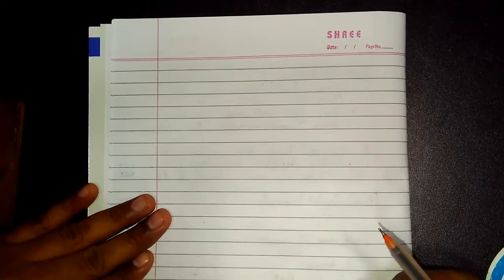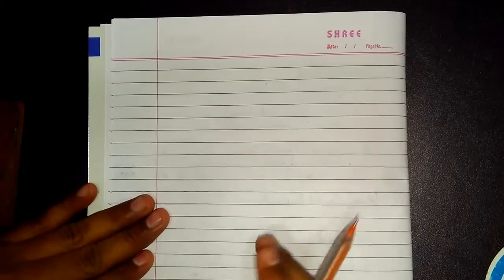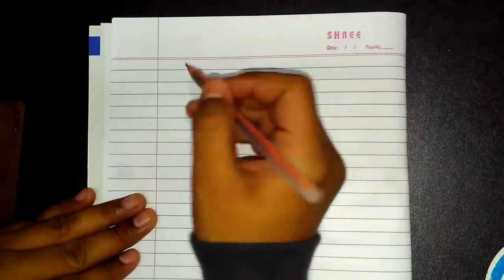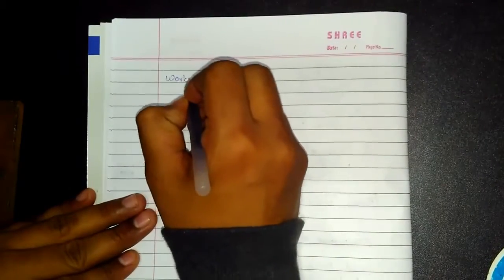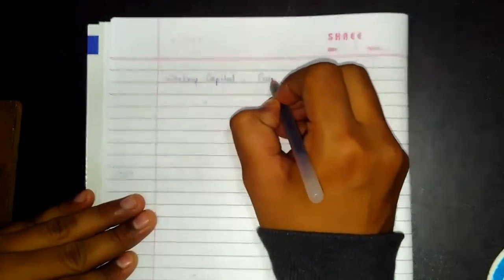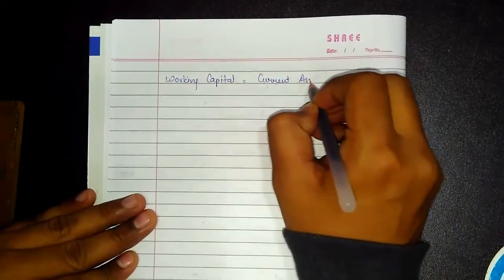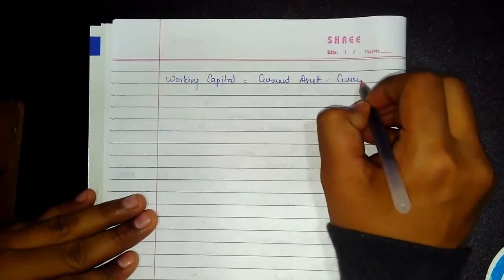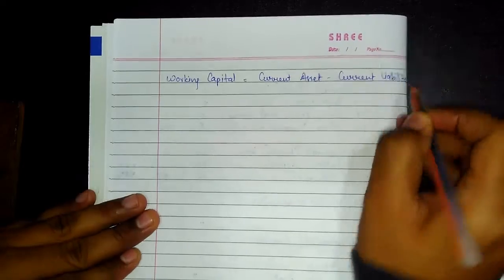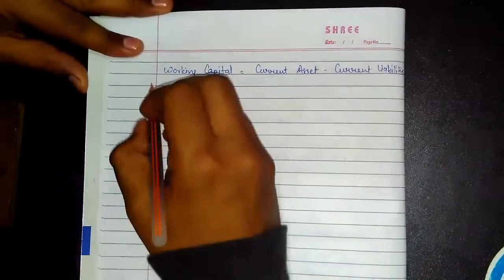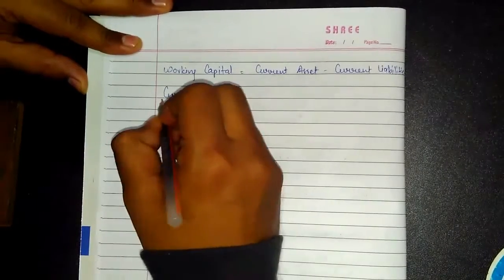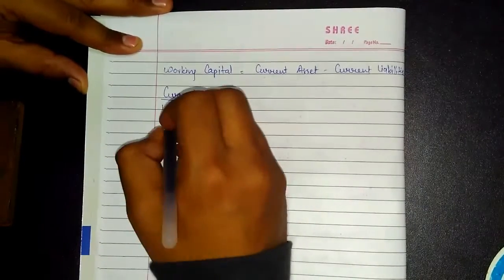In the previous video we have seen the balance sheet, but in the balance sheet we had not gone into detail about working capital. Working capital is equal to current assets minus current liabilities. We'll understand what all things come under current assets. I hope many of you know what commonly comes under current assets.